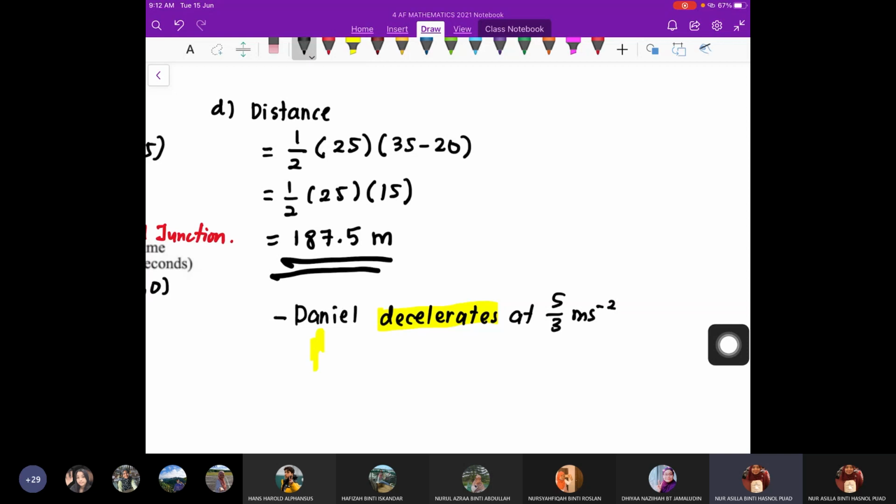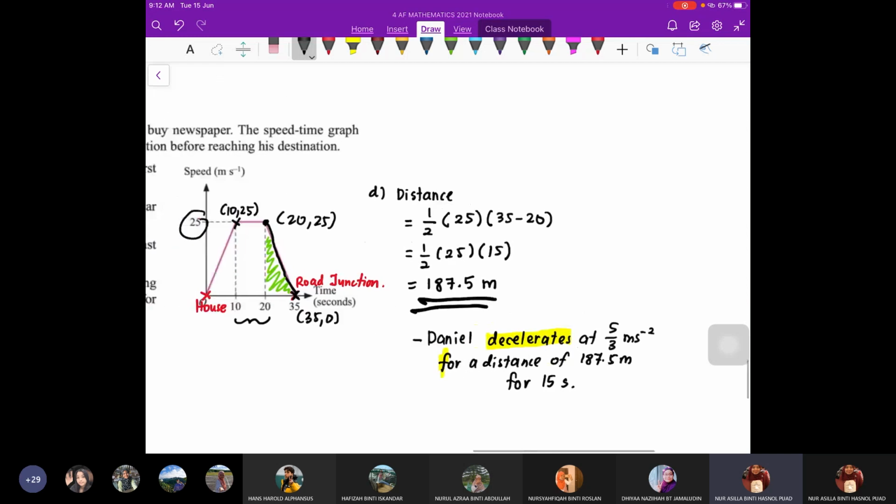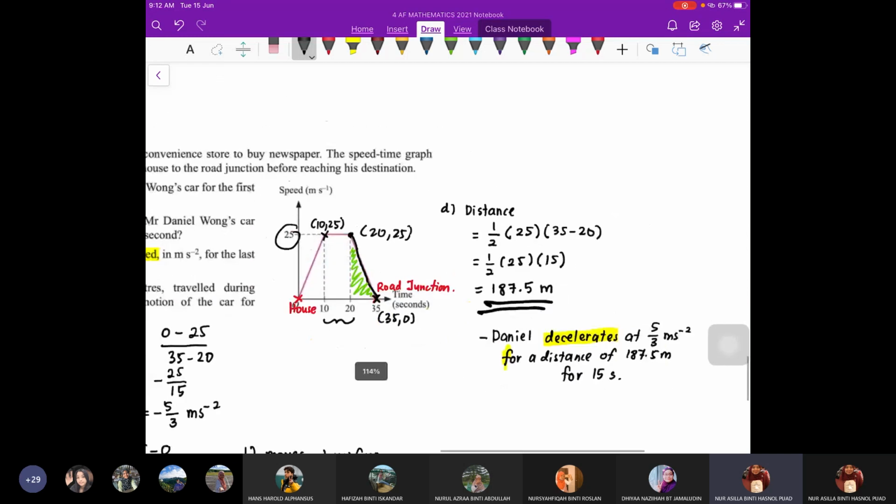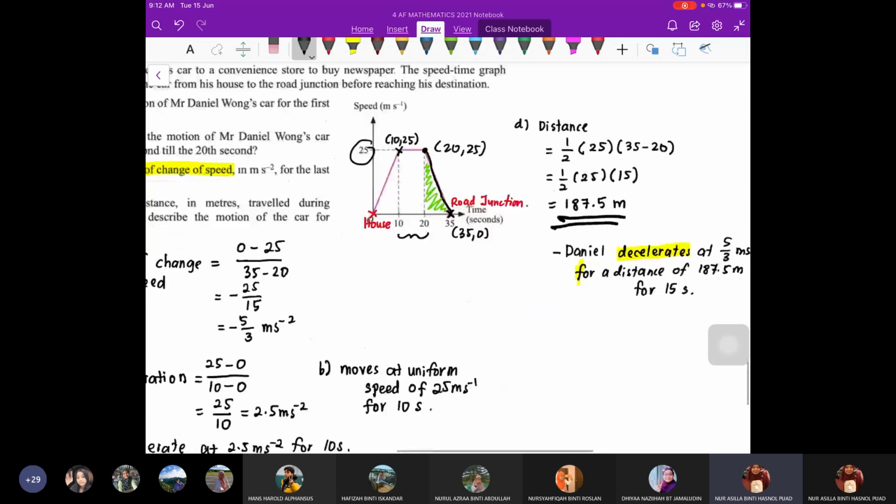For a distance of 187.5 meters for how many seconds? 15 seconds. So everything is what you calculated. Okay. So that covers everything. I did not give you many examples because you have to try on your own. Okay, are there any questions? If you have questions please raise your hand.